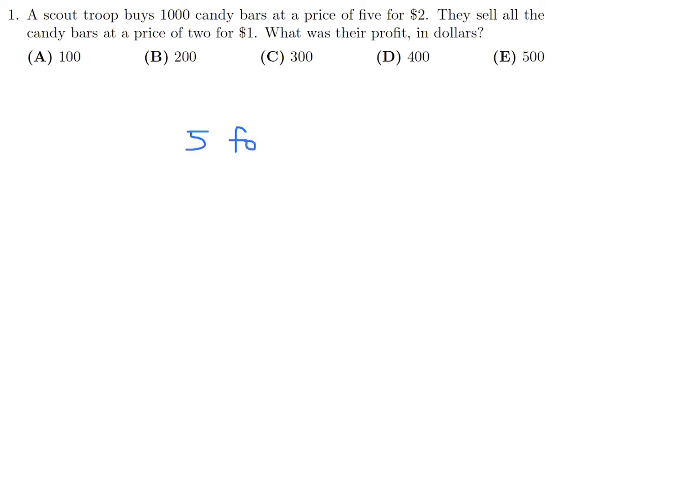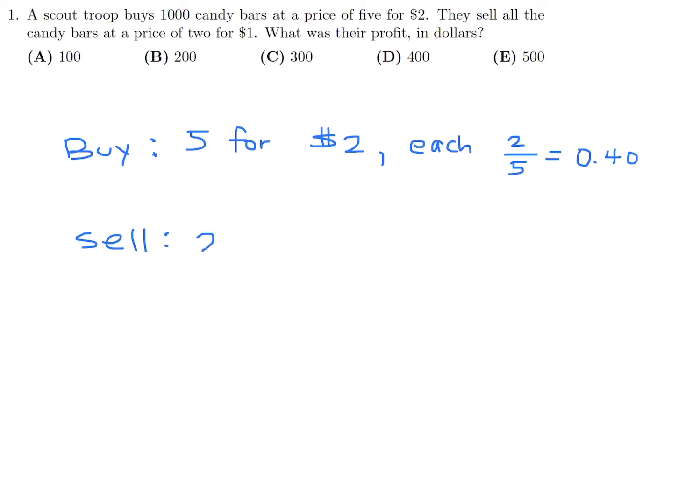5 for $2 is what they buy them for. So that basically means that each is being bought for 2 divided by 5, which is 0.40. So 40 cents that they're buying them for. And then they're selling for 2 for $1. So that means each is going to be sold for 1 divided by 2, which is 0.5, so 50 cents. So you buy for 40, sell for 50.